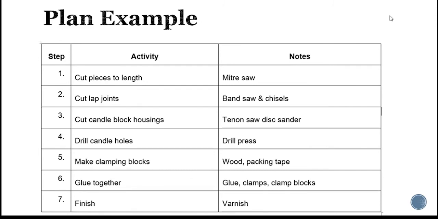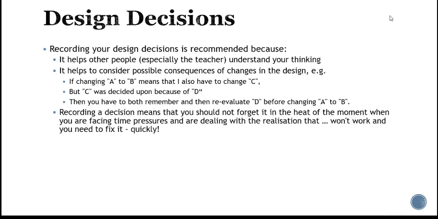If they're not readily available in the workshop, we have to go find some wood, get some packing tape and put it over the top so that they don't stick together, and have something that we can apply clamps to actually glue it together. A good idea to put it into your plan, because it's a step that will have to be done if it hasn't already been done by someone else. And the last step we have is to finish, which is paint with varnish.